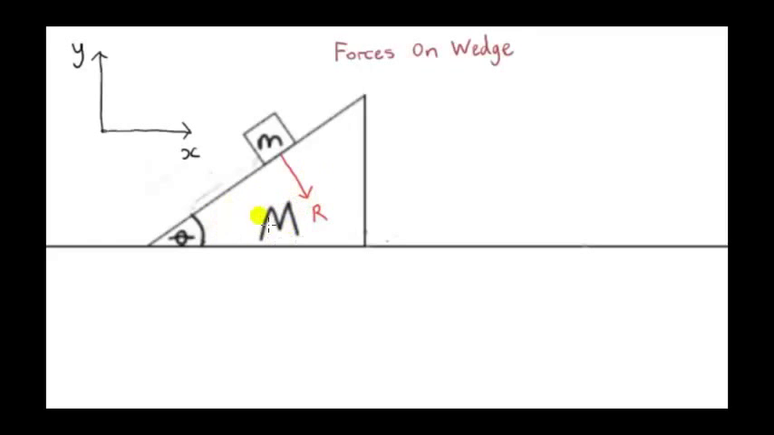Let's look at the other forces acting on the wedge. Well, we have its weight, which is vertically down, of course. I can show this weight vector anywhere. Well, we could put it at the center of gravity, but I'll just put it here. The weight, of course, is big M times g.